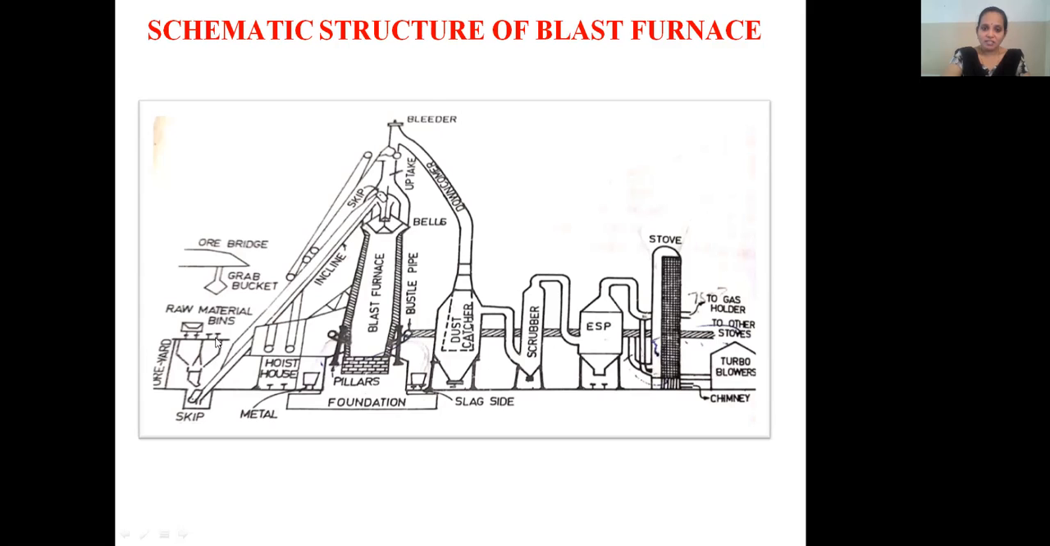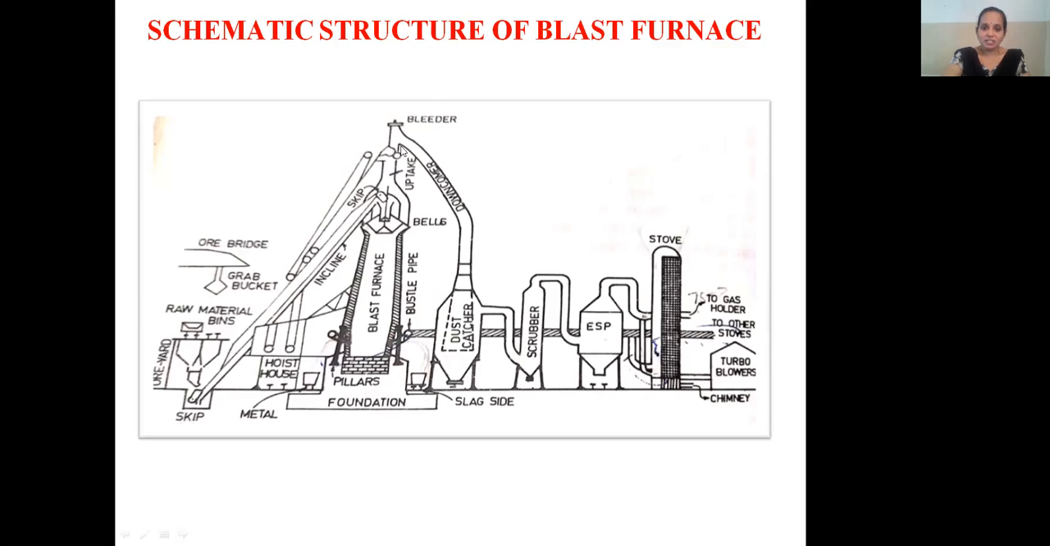And here you can find the skip hoisting. Skip hoisting facilities are given, but it is old fashioned. There are different methods to charge the raw materials into the blast furnace: bucket hoist, skip hoist. Nowadays, the familiar charge hoisting appliance is the conveyor belt hoist. And here you can find the raw material setup. There are different bins which contain the raw materials, coke, iron ore and limestone, which are mixed together and sent to the cup and cone arrangement, from where the charge material is introduced into the blast furnace.